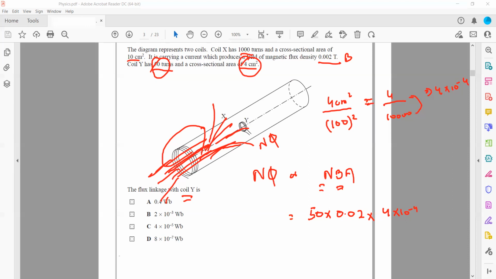When you multiply all these factors and substitute the values, it will come out as 4 into 10 to the power minus 5 Weber.